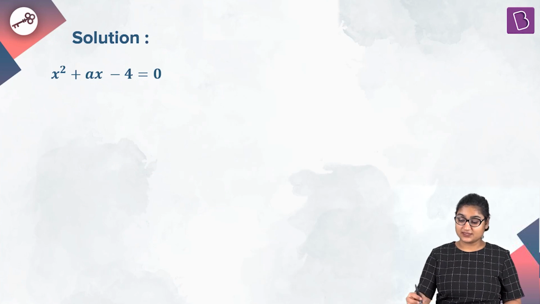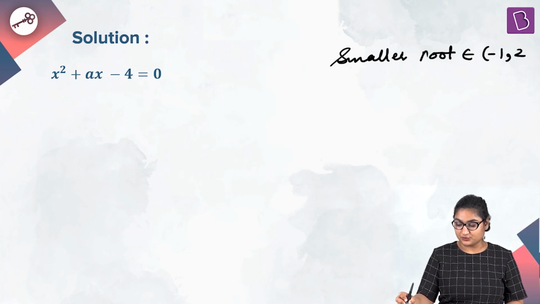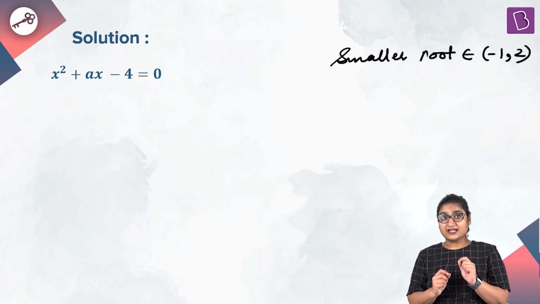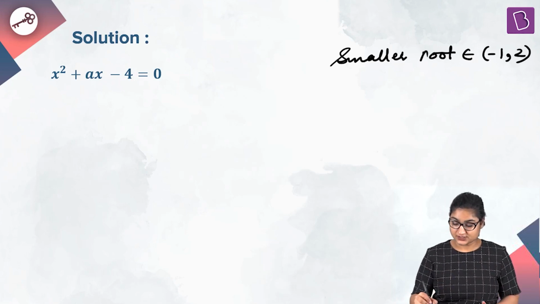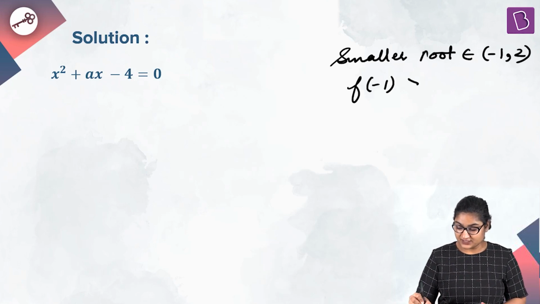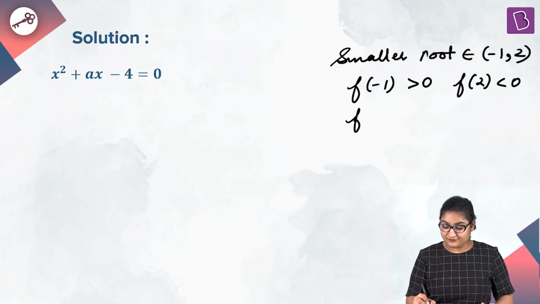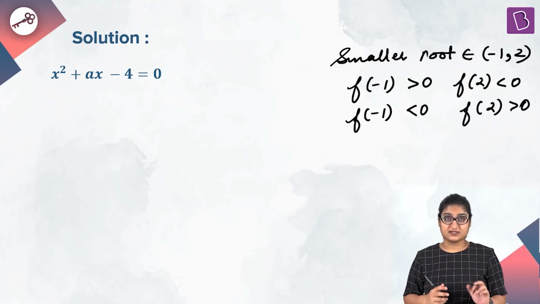It's also given that the smaller root lies in the interval minus 1, 2. All right. Now let me first consider that one root surely lies in the interval minus 1, 2. So f of minus 1, if it is greater than 0, f of 2 would be less than 0 because they would be of opposite sign. All right. If f of minus 1 is less than 0, then f of 2 would be greater than 0. These are the two possible cases.